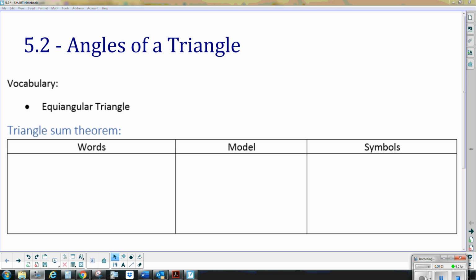Hi ladies, this is lesson 5.2. This lesson is talking about angles of a triangle.